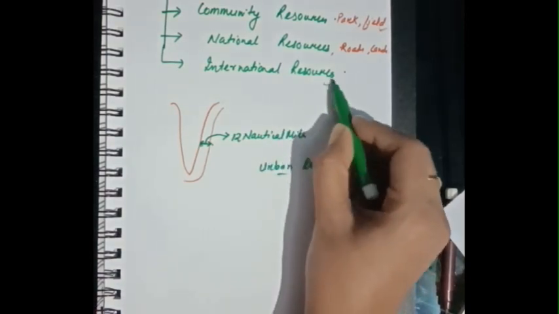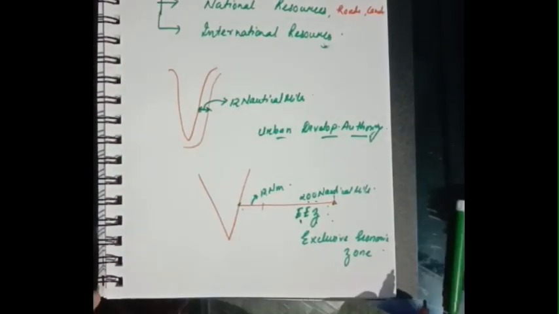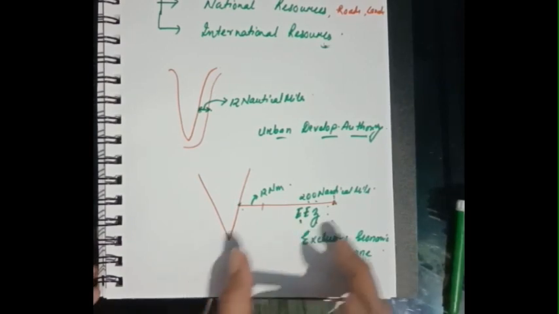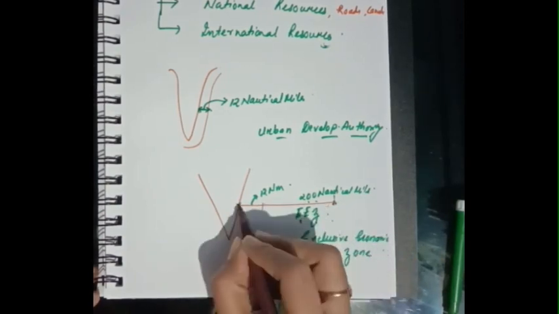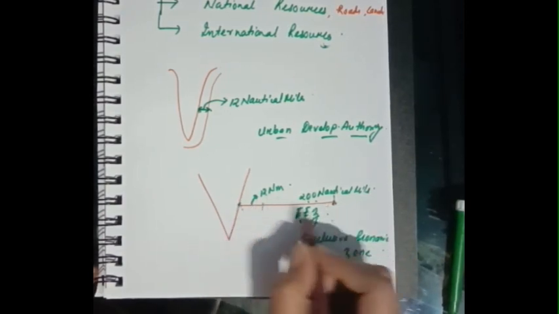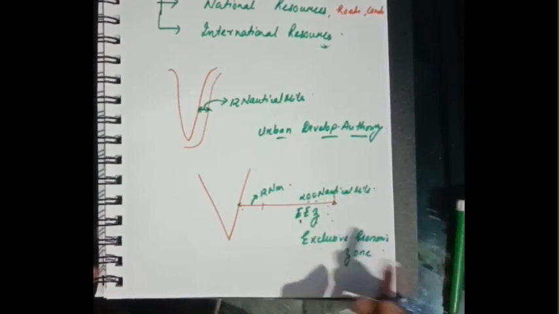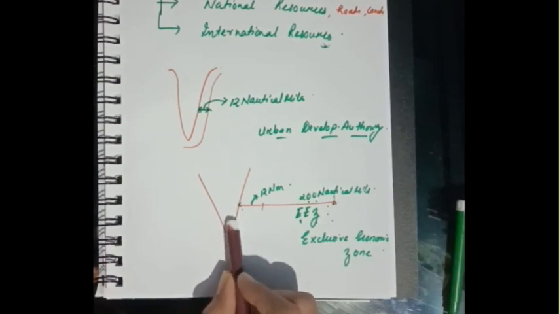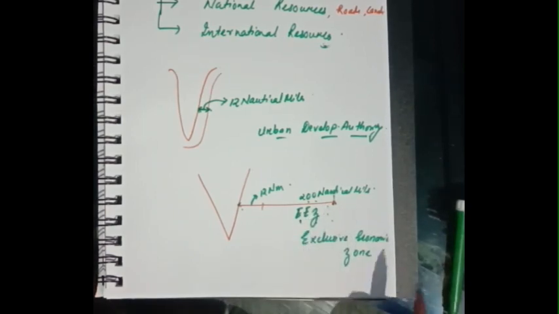International resources are those resources which are regulated by the international institutions. That is, if any oceanic resources are present beyond 200 nautical miles of the political boundary of any country, then those resources or minerals belong to that country itself, and the government of that country can extract those resources without taking permission from any international institutions.